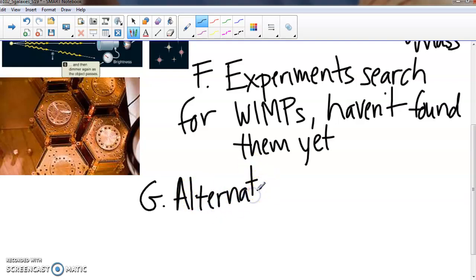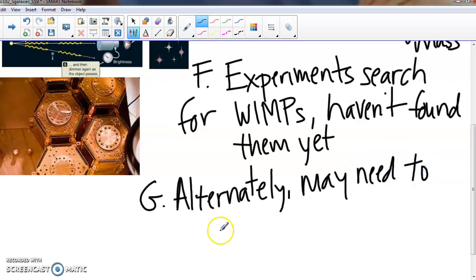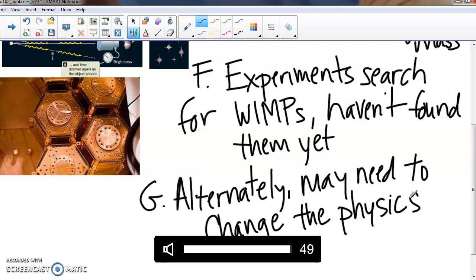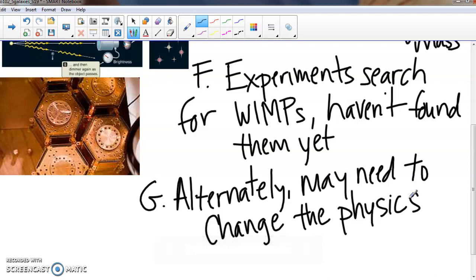Alternately to the MACHOs and the WIMPs, we may need to change our physics. There might be something that we are not understanding. Just like when Einstein came along and revolutionized things with relativity. Maybe there is something else on the horizon. And there are ideas, of course, but hard to tell.